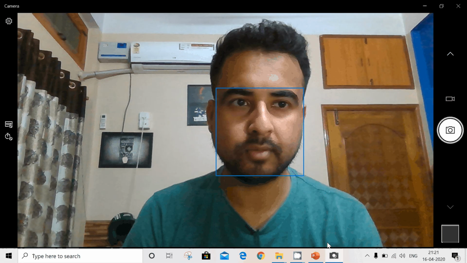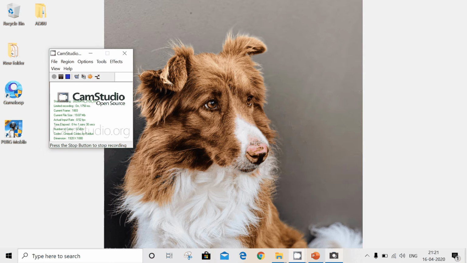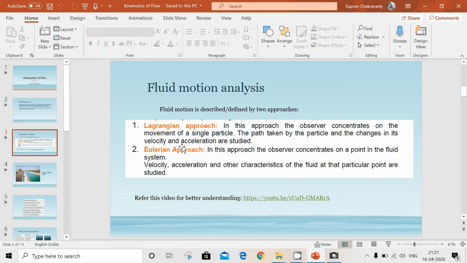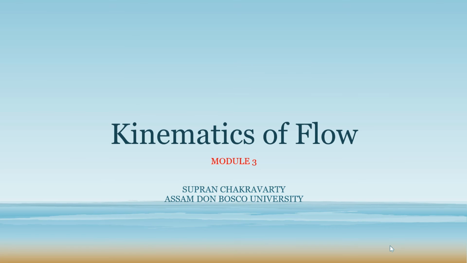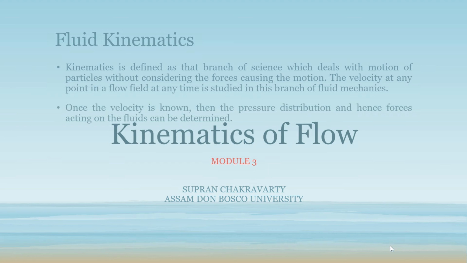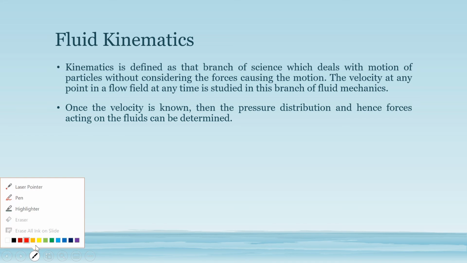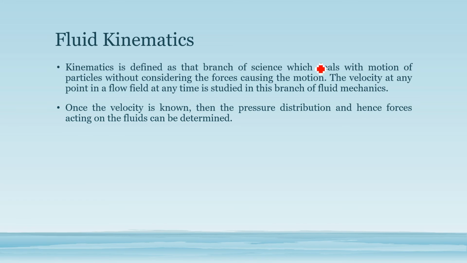So let us start. We will talk about fluid mechanics, the third module. The third module is kinematics of fluid, or kinematics of flow. So what is kinematics? Kinematics is defined as the branch of science which deals with the motion of the particles, very important, particles of the fluid, without considering the forces caused by the motion.